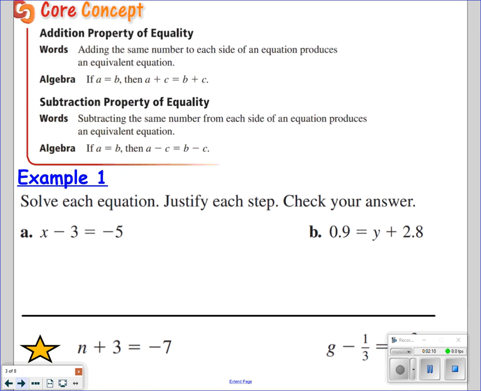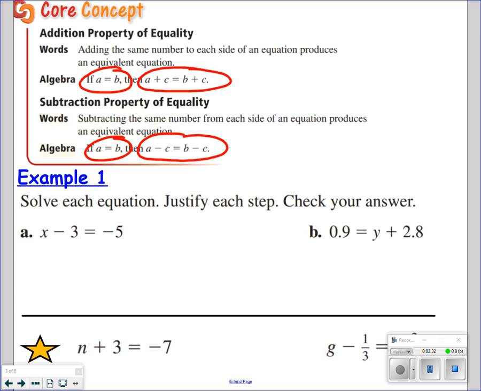So here we go. We're going to talk about solving the addition property of equality. What the addition property of equality says is you can add the same number to both sides of an equation. For example, if I had A plus B, I could add C to both sides of the equation, and the equation would stay balanced. Subtraction is the same way. If I had an equation, I could subtract from both sides of an equation, and the equation would stay balanced. So we're going to use that property to solve equations.